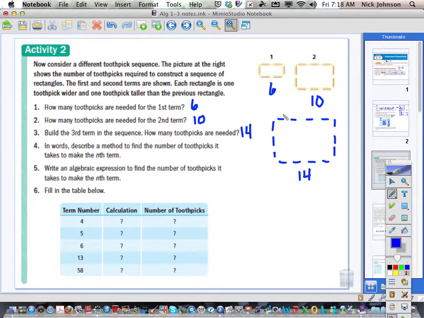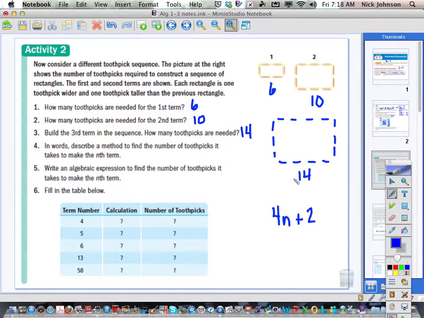6 to 10 is 4, 10 to 14 is 4, so 4 is going to be my common theme. So I'm going to put 4 here. I'm going to put my n on it because they like to use n, okay? So I need to find the expression that's going to work for all 3 of these. Well, if I put 1 in for n here, 4 times 1 is 4, but I want 6. How many more toothpicks do I need? I need 2 more toothpicks.